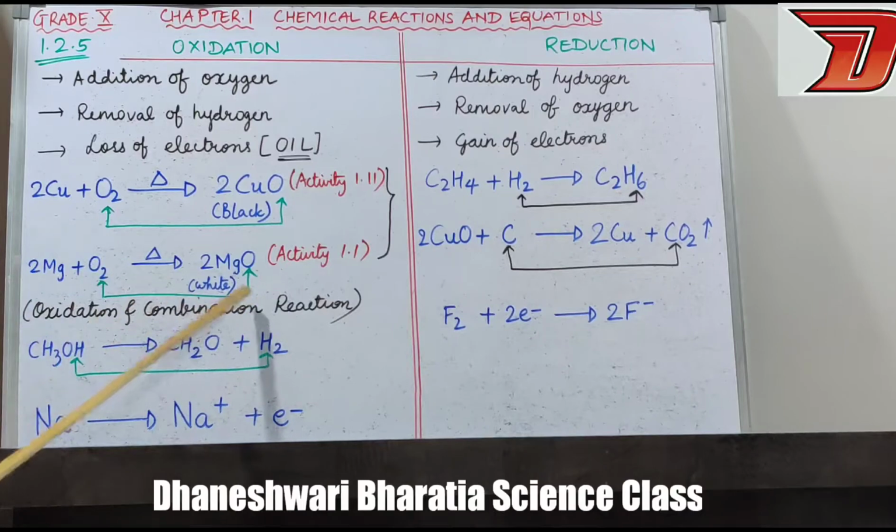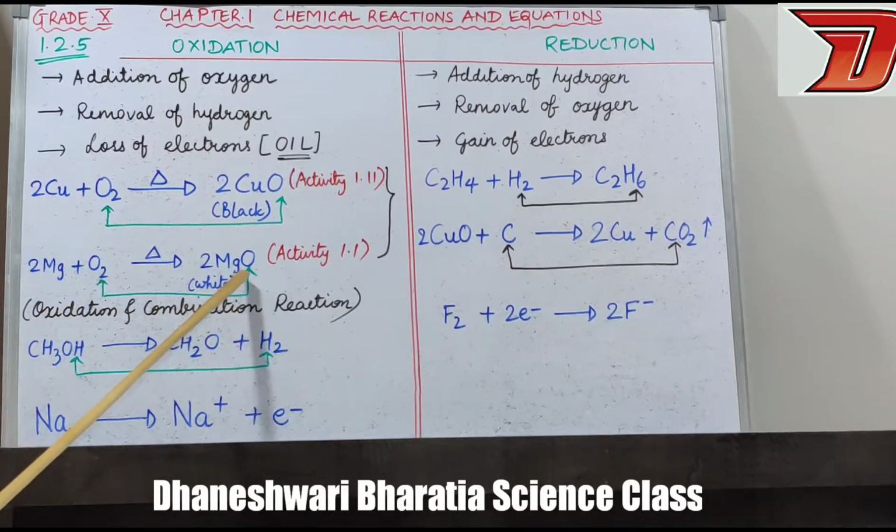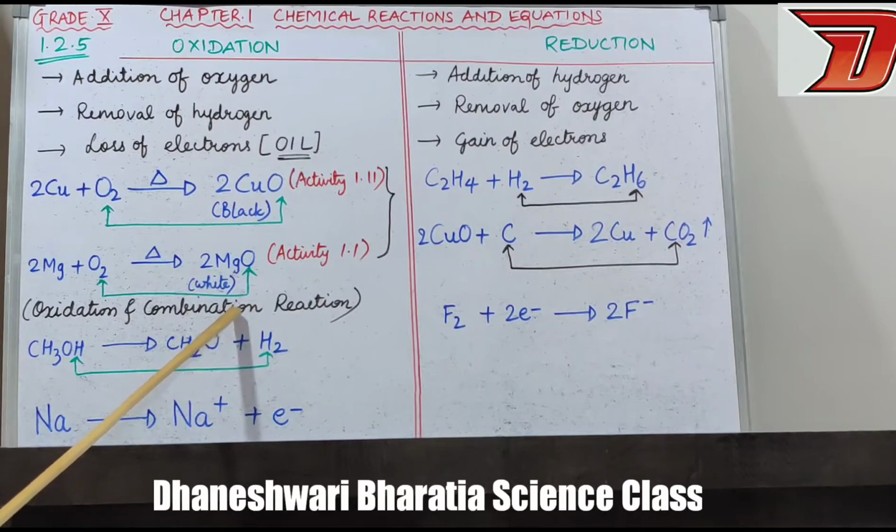So in this reaction also, magnesium and oxygen are combining with each other, or I can say oxygen is getting added to magnesium and here we are getting magnesium oxide. So this is also a type of oxidation reaction. Now here you can see I have written both: specifically this reaction is an oxidation as well as a combination reaction. Why is it so? Because magnesium and oxygen are combining with each other to form a new compound. Please recall the definition of combination reaction. So in both these cases they are oxidation as well as combination reactions.